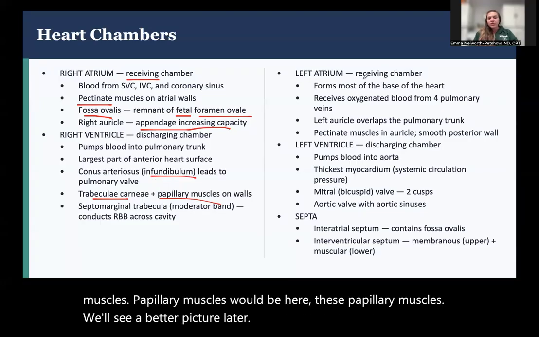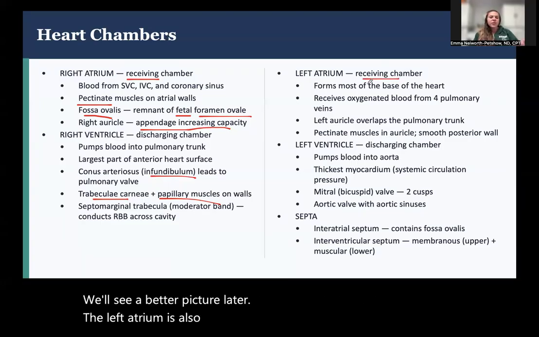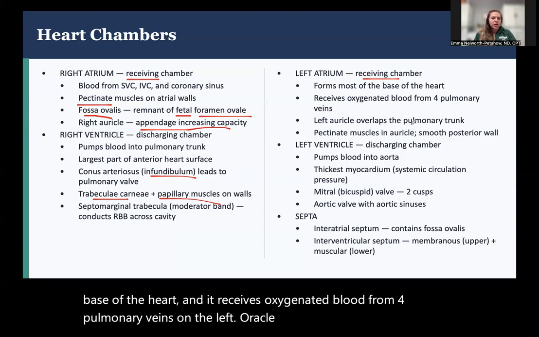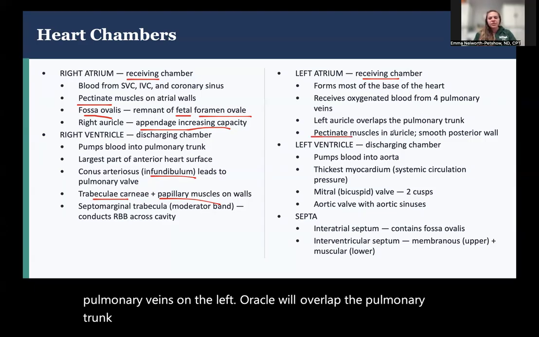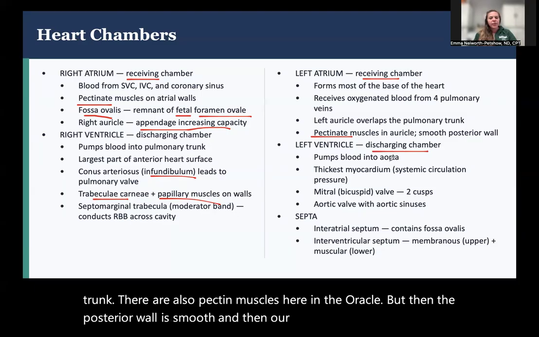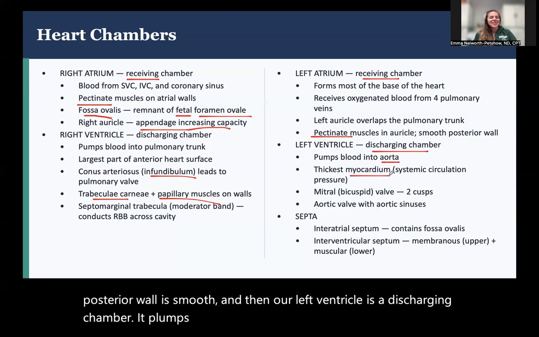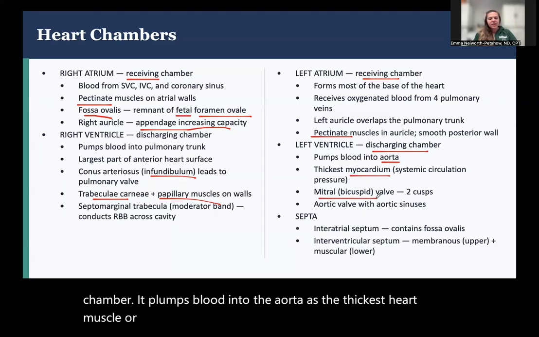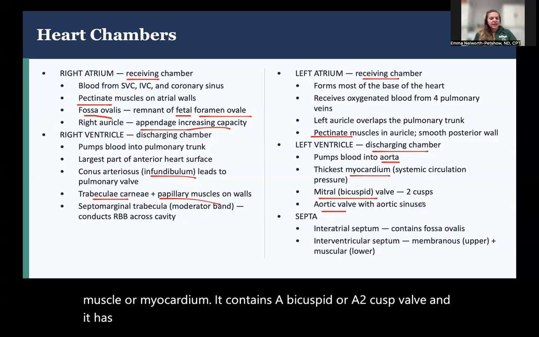The left atrium is also a receiving chamber. It forms most of the base of the heart and it receives oxygenated blood from four pulmonary veins. The left auricle will overlap the pulmonary trunk. There are also pectinate muscles here in the auricle, but the posterior wall is smooth. And then our left ventricle is a discharging chamber. It pumps blood into the aorta and has the thickest heart muscle, or myocardium. It contains a bicuspid, or two-cusp, valve, and it has the aortic valve with aortic sinuses.